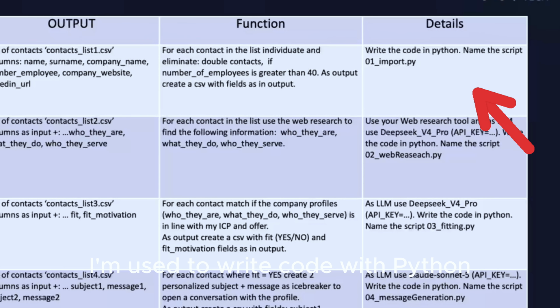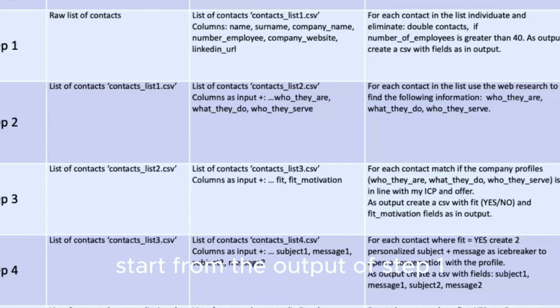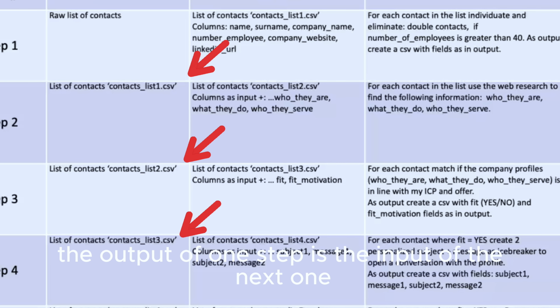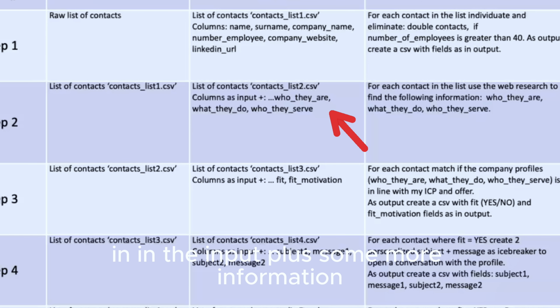I'm used to writing code with Python, so for me it's more comfortable also to review, and so this is something I just want. Step 2 starts from the output of step 1, and we will see it's the same for all the steps. The output of one step is the input of the next one. And as output of the second step, I want exactly what there was in the input plus some more information.